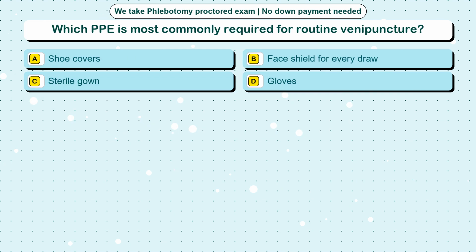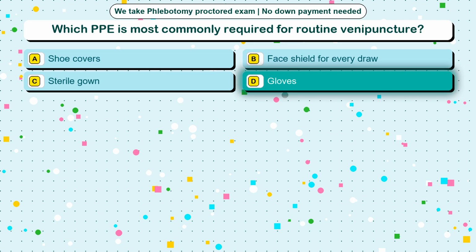Question 94. Which PPE is most commonly required for routine venipuncture? Option A, shoe covers. Option B, face shield for every draw. Option C, sterile gown. Option D, gloves. The correct answer is option D, gloves.